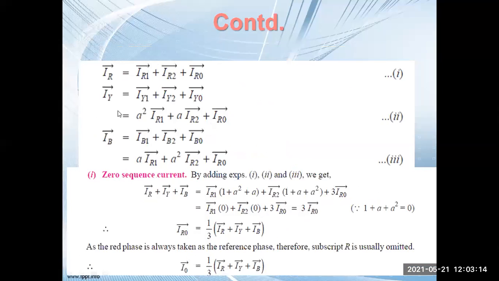So you have IR, IY and IB. Now could you please substitute this thing: IR plus A into IY plus A square into IB. So IR is IR1 plus IR2 plus IR0. Then IY equals A square into IR1 plus A into IR2 plus A. Let me go to the board, otherwise it will not be clear.